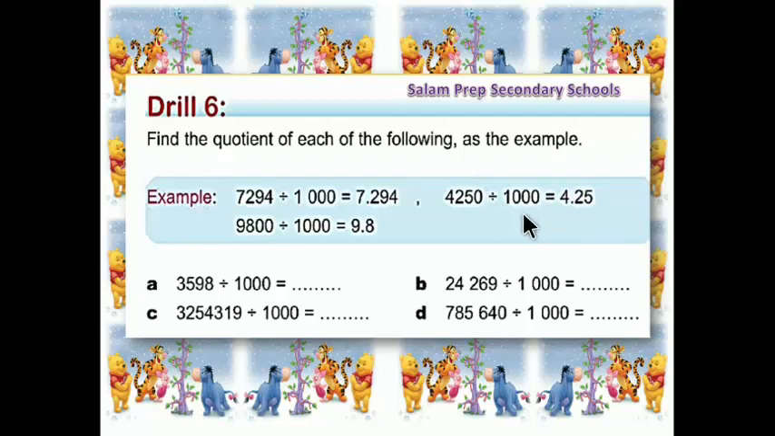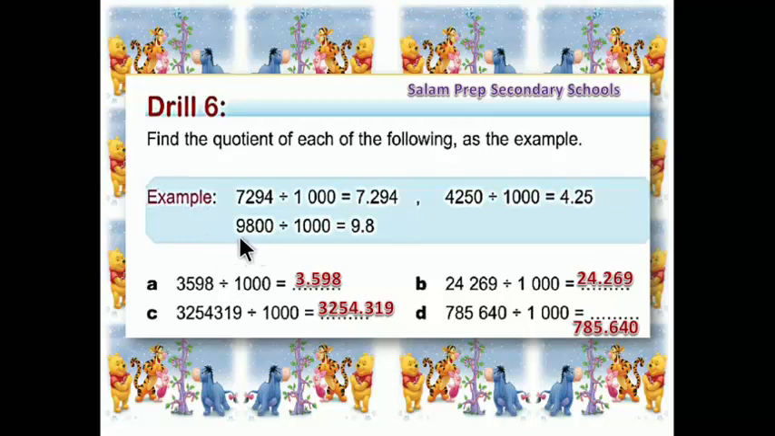100 has 2 zeros, so we can move to the left 2 steps. 1, 2. The answer, the quotient will be 4.25. You can solve these problems as we did in our exam.